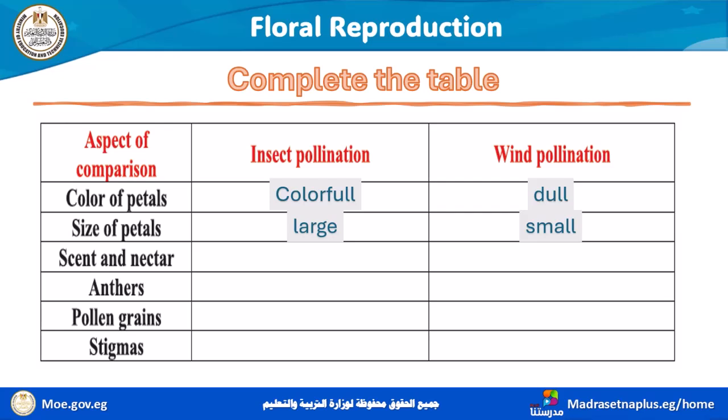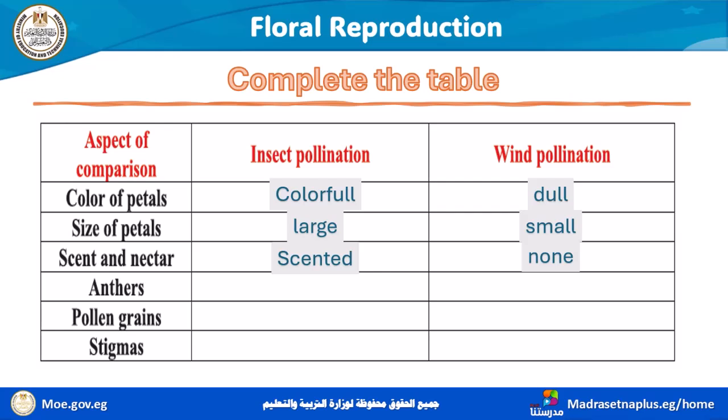What about the scent and nectar? In case of insect pollination, the petals are scented and the flowers secrete nectar to attract insects to absorb this nectar and allow insect pollination. While in case of wind pollination, there is no scent or secretion of nectar because there is no need to attract insects.